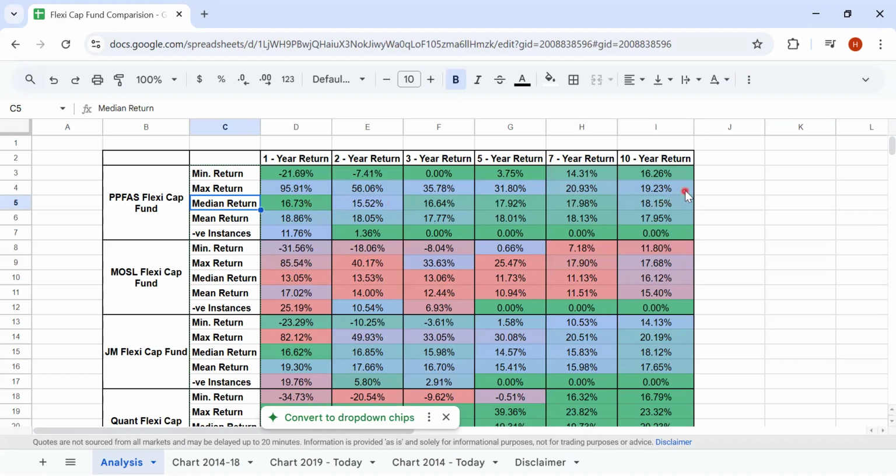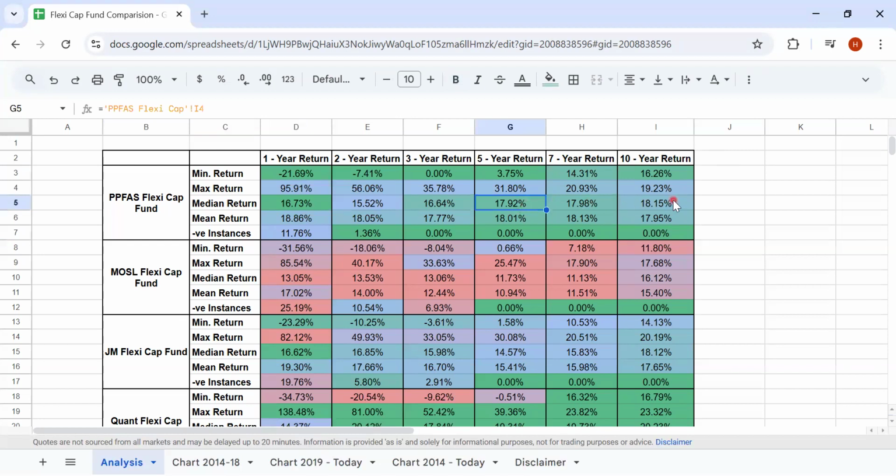We don't know what happens. Maybe you will end up at the maximum return as well. But since there's a 50% chance that you end up between the minimum and the median, it's always best to look at the minimum returns more than anything else. For example, not just Parag Parikh, all the funds, from the 5 to 10 years horizon.